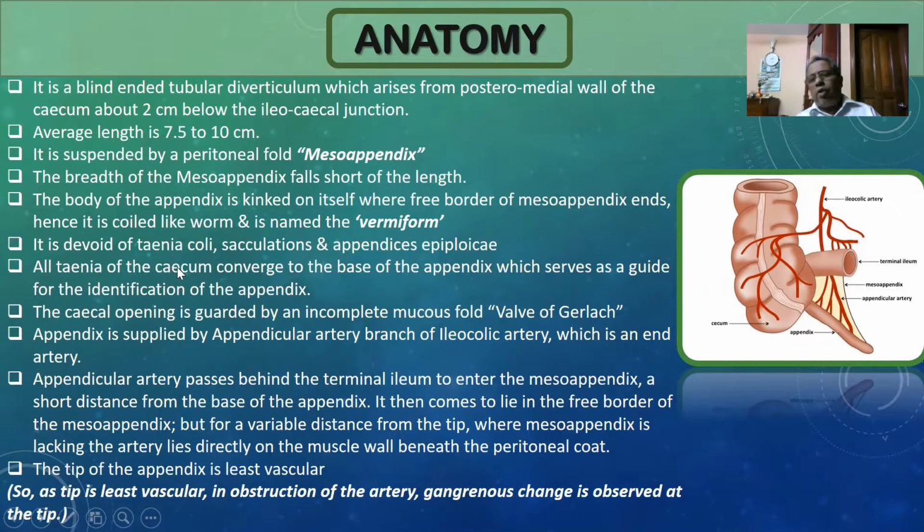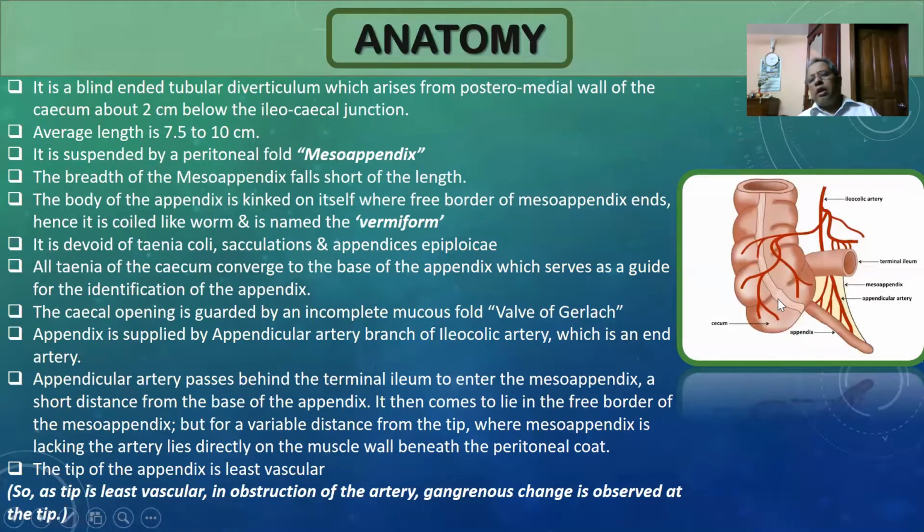It is devoid of tinea coli. That means, in comparison with the cecum, where the longitudinal muscle is arranged as 3 band-like muscle fibers, which are called the tinea coli, in the appendix there is no tinea. The longitudinal muscle completely covers the circumference of the appendix. So this is the difference between the cecum and the appendix. For that reason, it is written that it is devoid of tinea coli, sacculations, and appendices epiploicae.